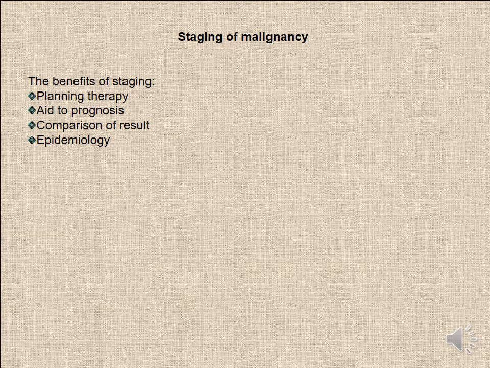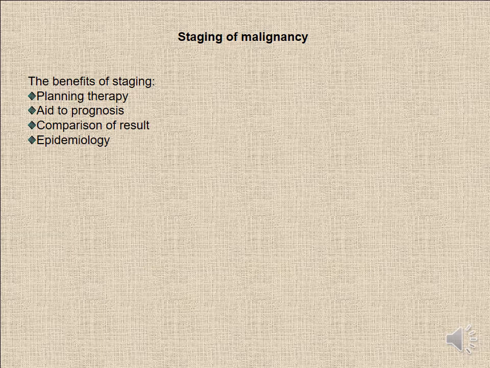The staging of malignancy. Why do we put a staging for malignancy? The benefit of staging, first, planning therapy. In fact, to make a plan for this malignant disease we need to do staging, and based on the staging we will make the treatment plan. Second, aid to prognosis. The prognosis of any malignancy is determined by the stage of the malignancy. So we have a good prognosis in the early stage of malignancy.